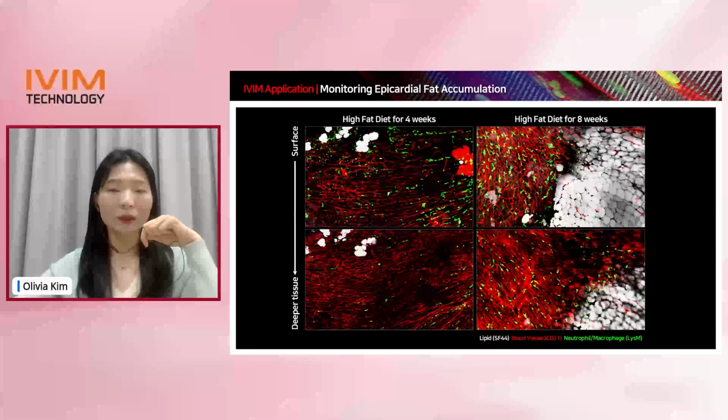In this way, iBeam's intravital microscopy platform enables far more than simple cell observation. It allows researchers to visualize a wide range of biological responses that accompany disease progression or therapeutic intervention, providing a deeper and more dynamic understanding of in vivo physiology.